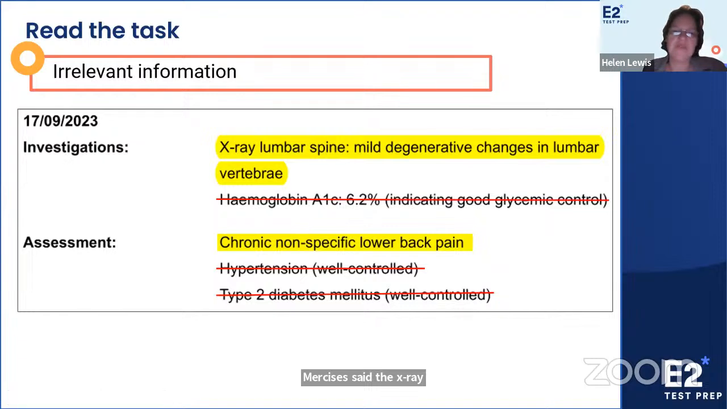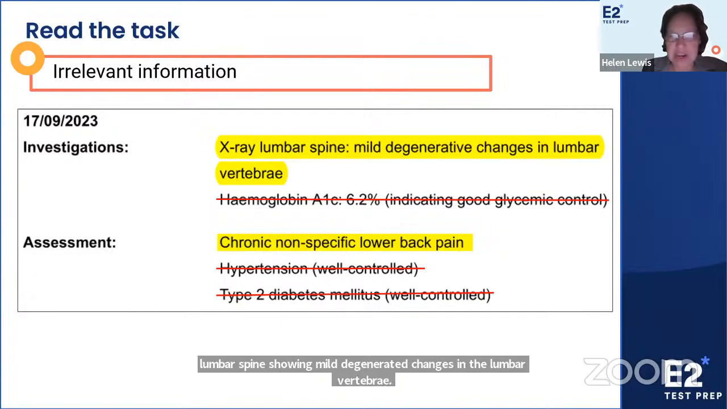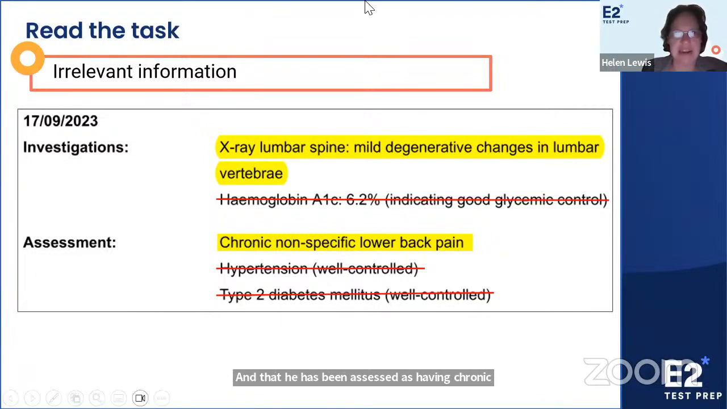Yes. Right, so we've got the result of the X-ray of the lumbar spine showing mild degenerative changes in the lumbar vertebrae, and that he has been assessed as having chronic non-specific lower back pain. Okay, now you might not put it exactly like that, but you could rephrase it.